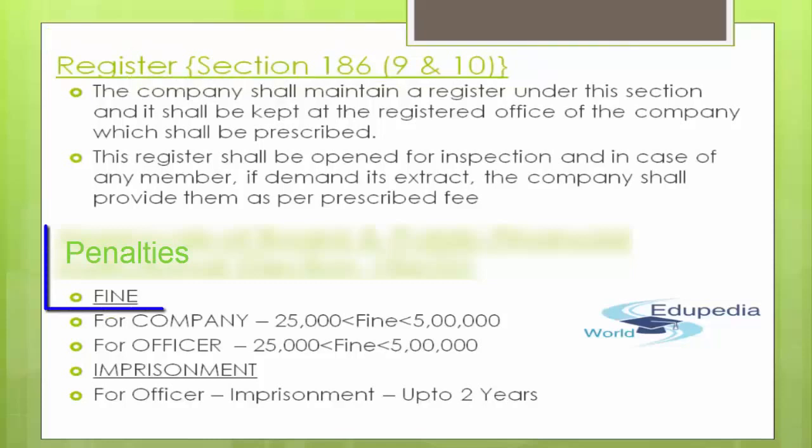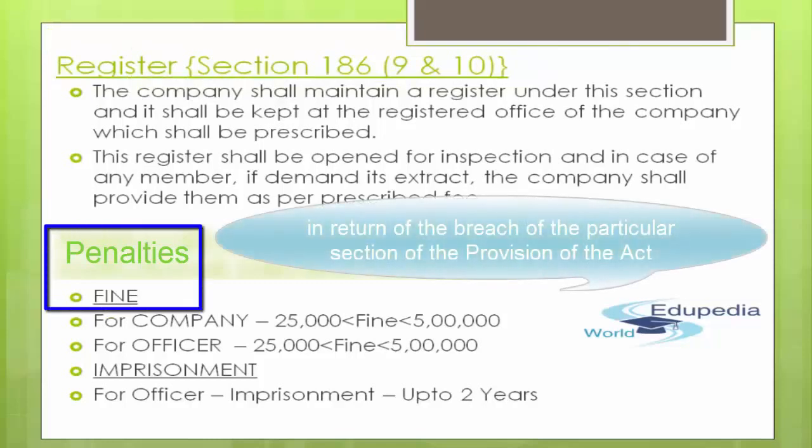And the last topic will be the penalty. Each and every section brings with it the complete understanding, and finally it concludes with a kind of punishment if there is a breach of that provision of the Act or that particular section. So if there is a penalty, there has to be some approval of the board in terms of public financial institutions. The penalty involved for the company will be rupees 25,000 as minimum, required to be paid as fine, with a maximum amount of 5 lakh.